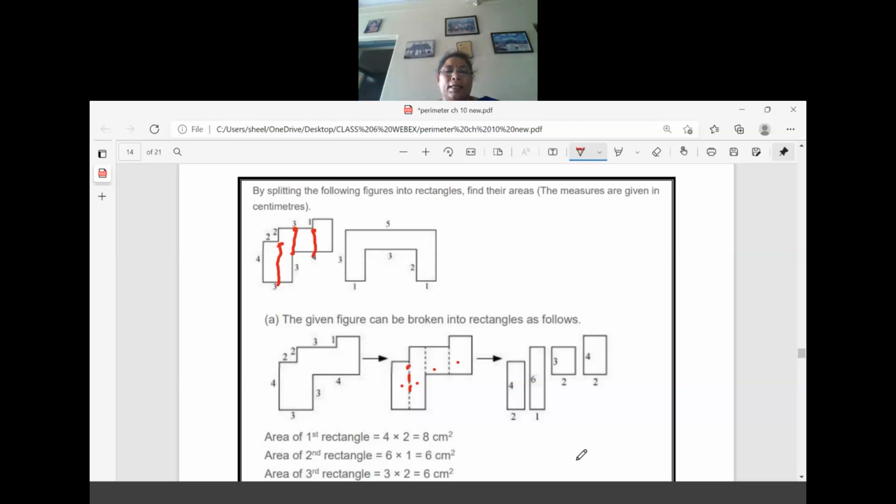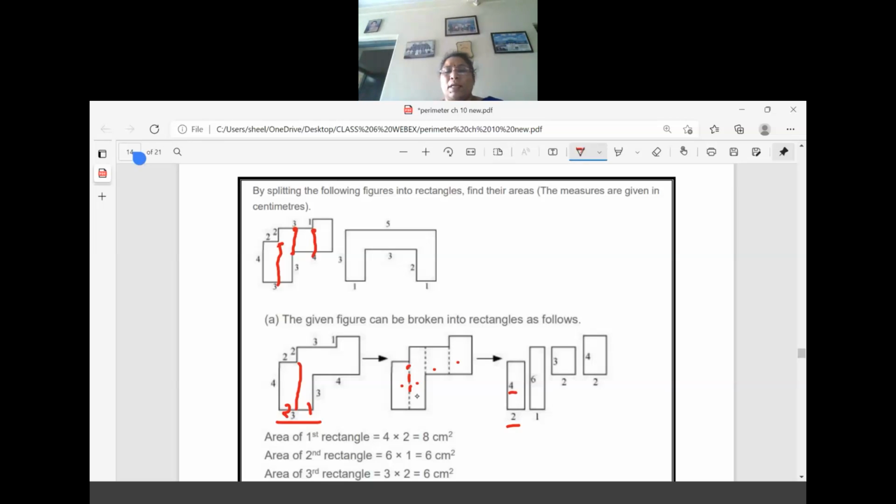Now, when we divide into rectangles, you must be careful about the length and breadth only. So here 4 will come here. Next, what happens to the breadth? Up to here, you can see that the total breadth will be 3 only. Now we have divided up to 2 only, so 3 is divided into 2 and 1. That is why the first rectangle has 4 and 2.